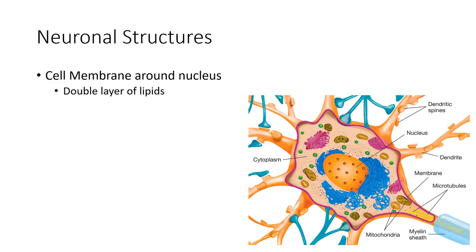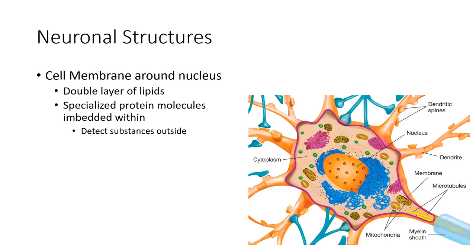It is composed of what we call lipids, so a double layer of lipids. These are fat cells. And there are specialized proteins within the cell membrane. So protein molecules embedded within this double layer of lipids, or fats. And the point of this is to detect outside substances. So things that are out here outside of the cell body.